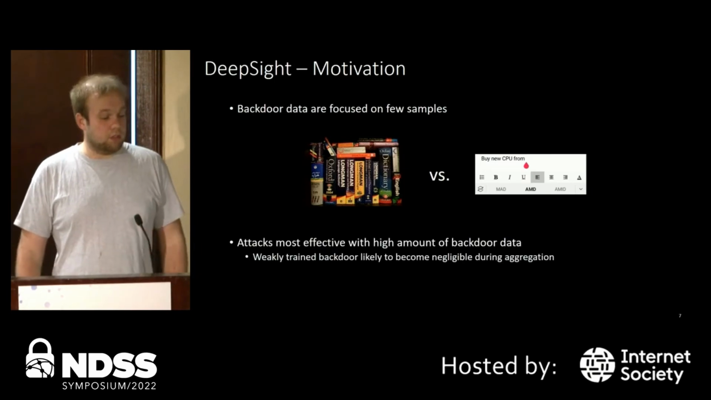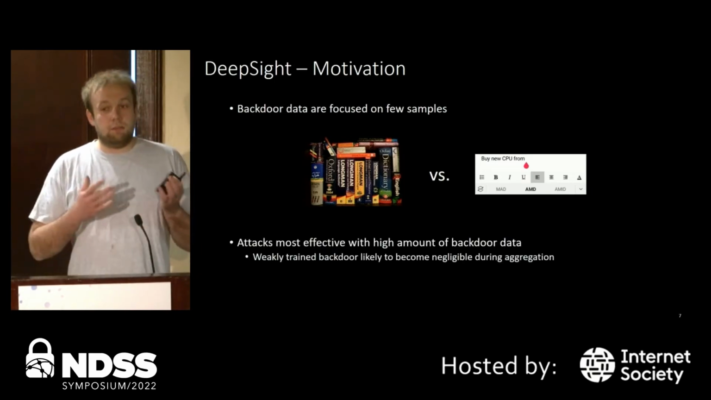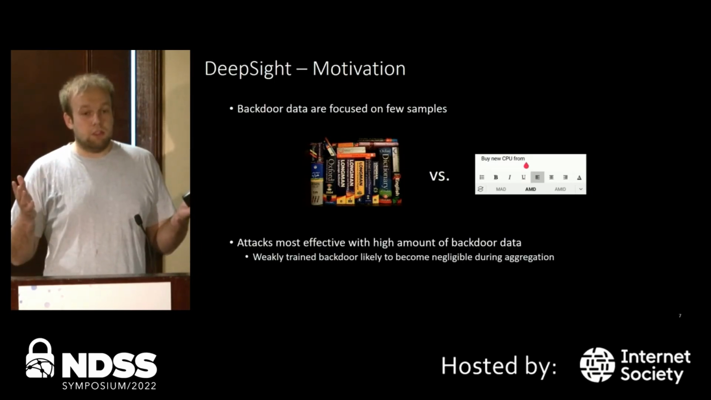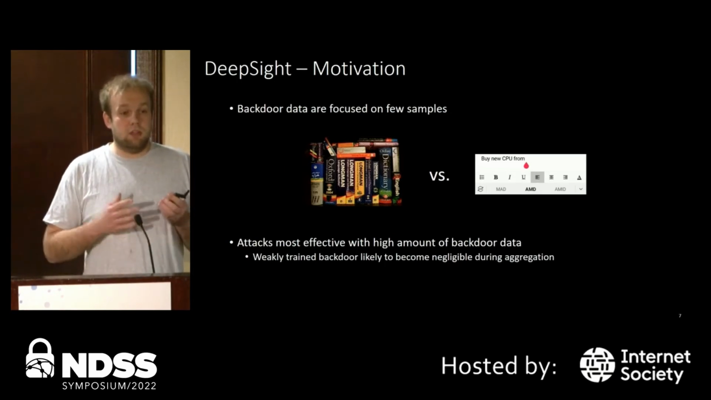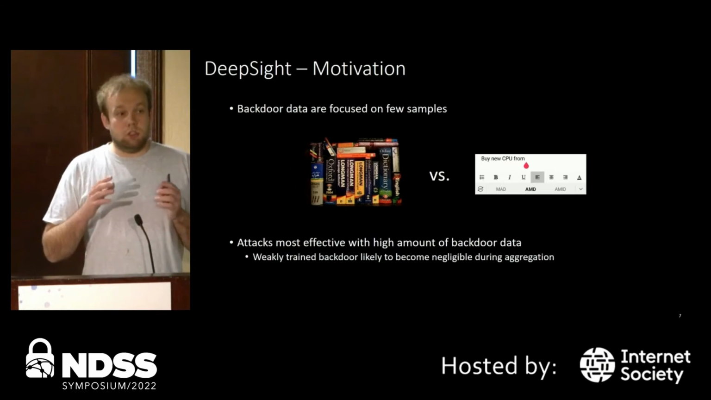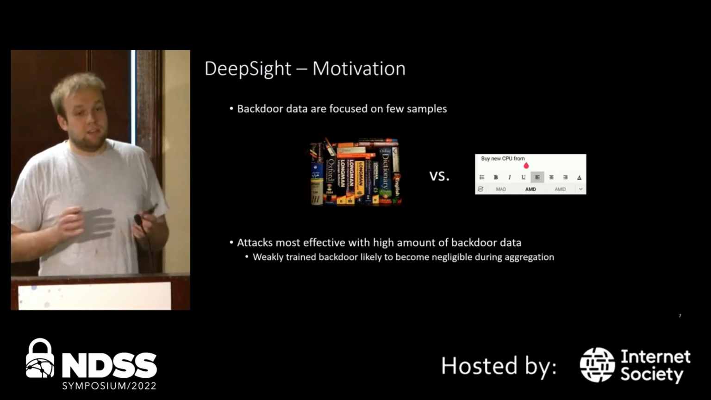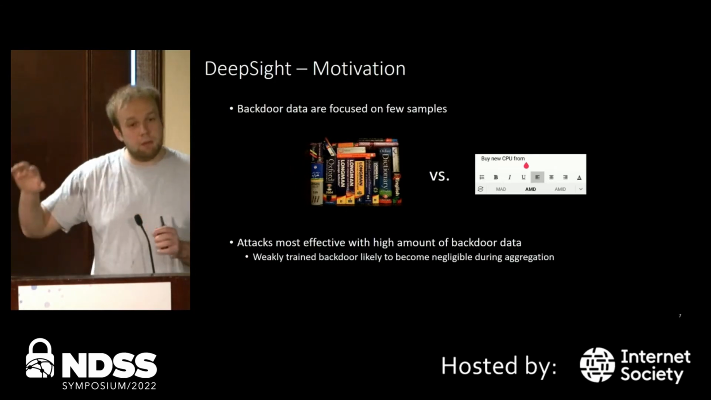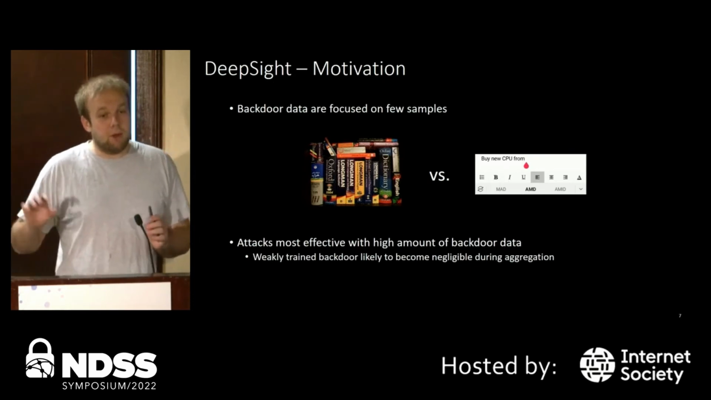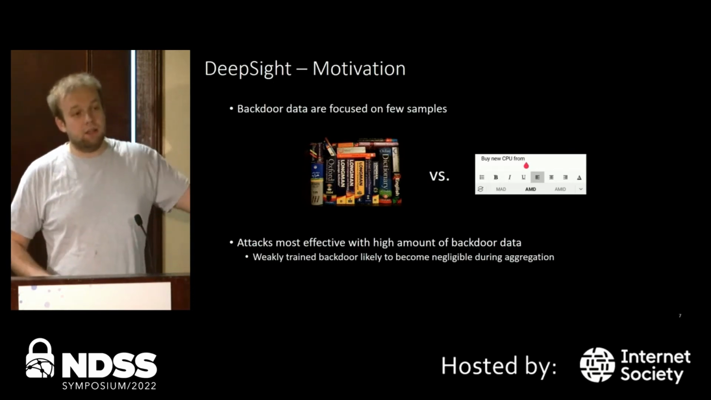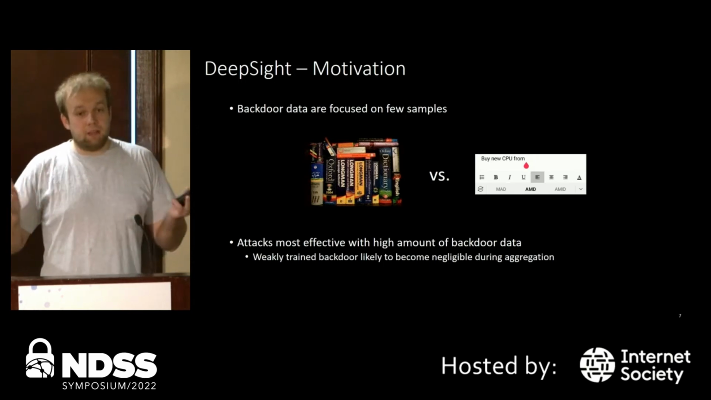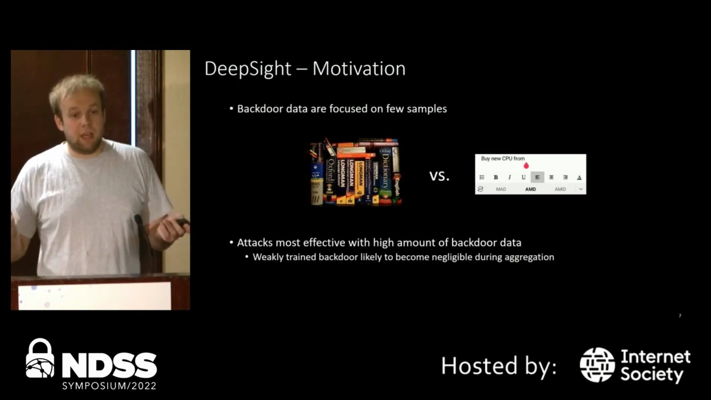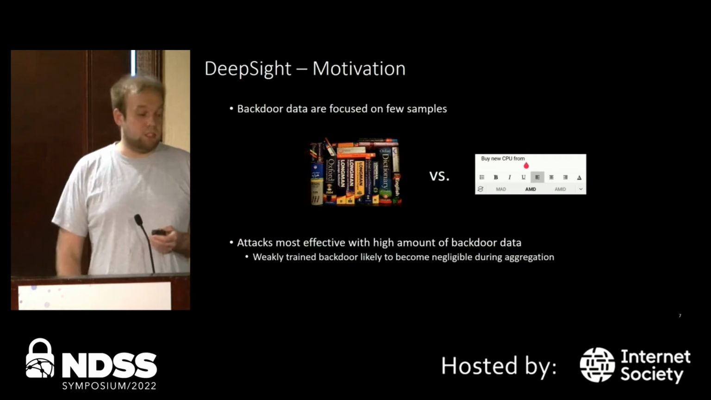The second observation that we made is that the backdoor attack is most effective if the adversary strongly trains the backdoor into his poison models. If you consider a poison model that is just weakly trained by using few samples for the backdoor, such that the predictions are barely changed from the benign prediction towards the backdoor target, and then you combine this with many benign models during the aggregation, then the impact of the backdoor will become negligible.